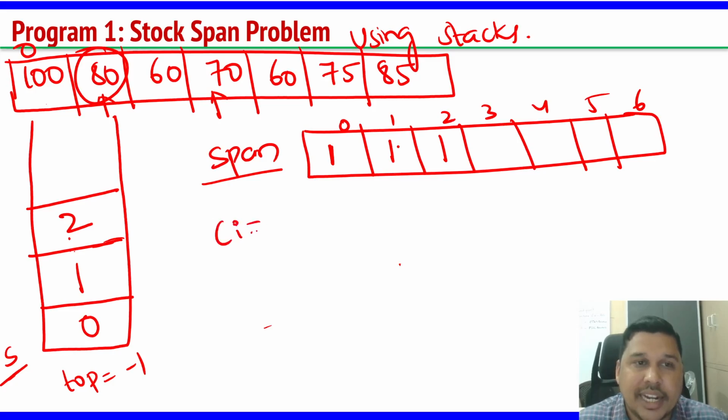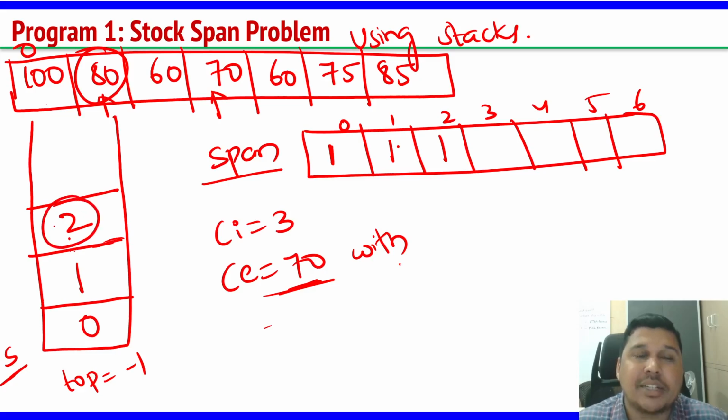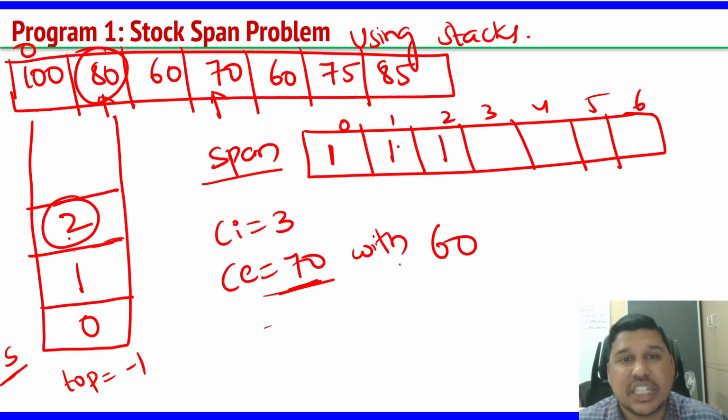So the current index is at 3 and the current element is 70. Now what you have to do? Compare the current element 70 with the stack top element. What is the stack top element? 2. Again, the stack top contains 2. Array of 2 means 60. Compare that with 60.